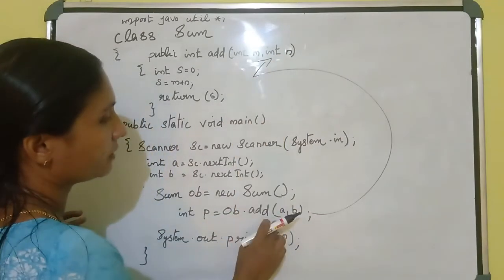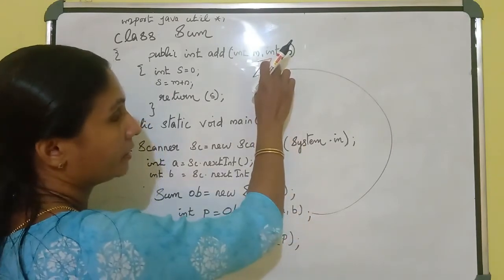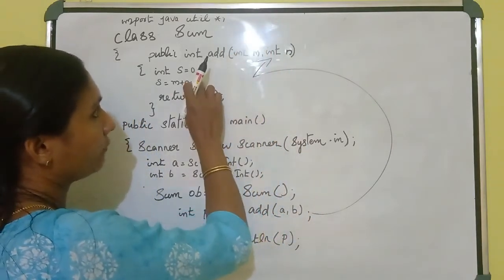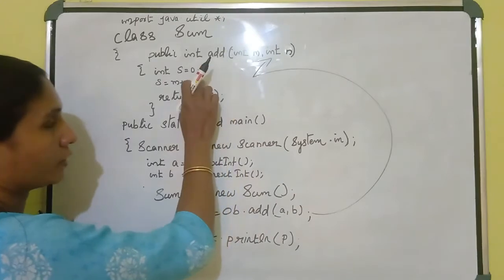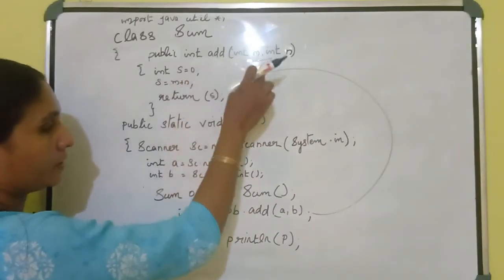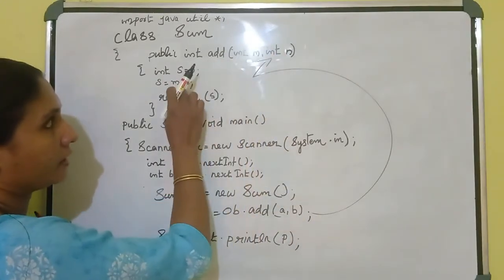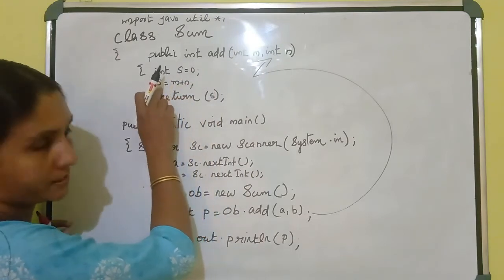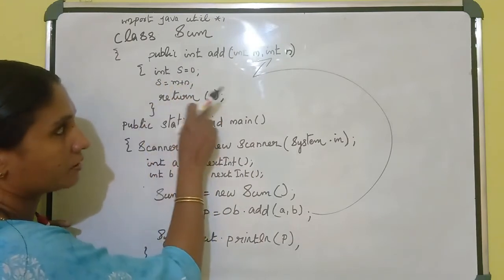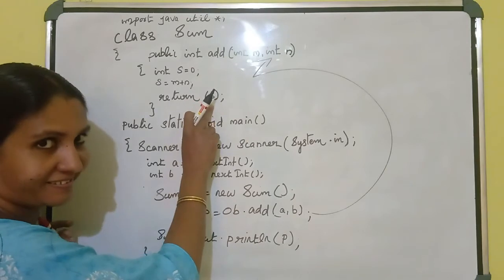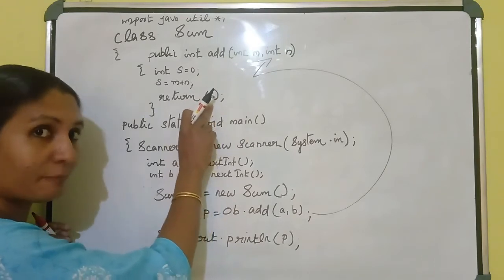Okay, that means the values of A and B will be given to here, and after this the execution will go to here, and it will pass the values of A and B here, add them, and store the result in S. Finally it will return the value of S here. That means the addition of A and B.